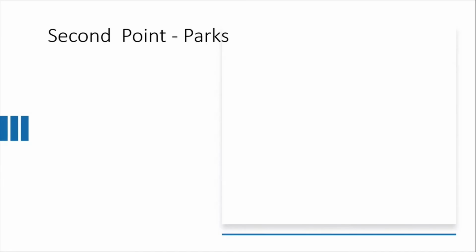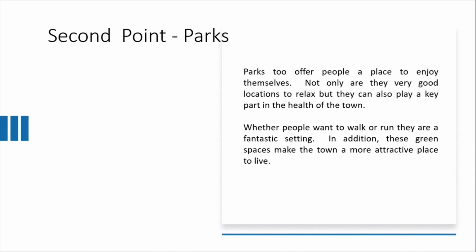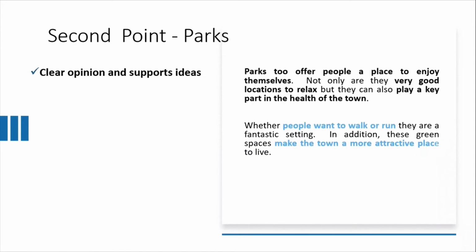This paragraph talks about parks, which is the second point the writer has chosen. And once again, we can see, if we look at our example paragraph here, that it's a nice length and there is plenty of detail in it. What we can see here is that the writer has given a clear opinion. They've also added support information to justify that opinion. There is a second point, and this point too is also well developed.